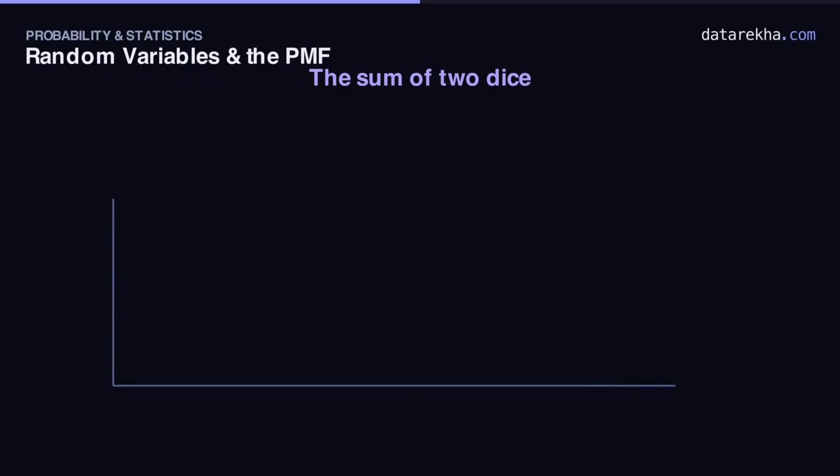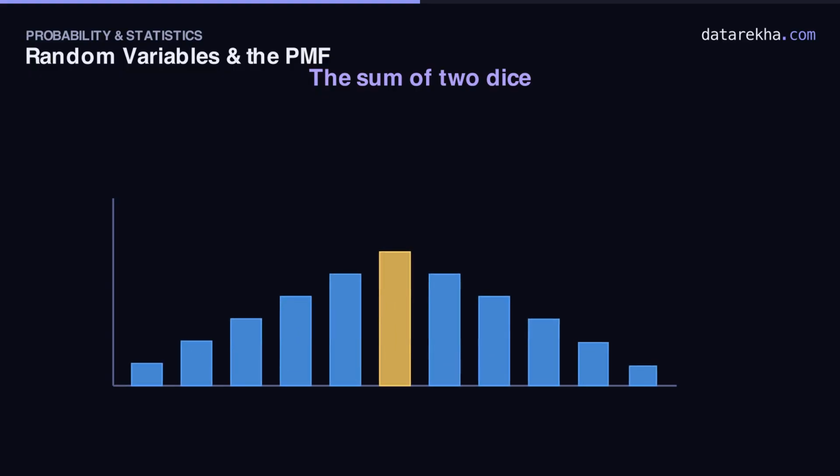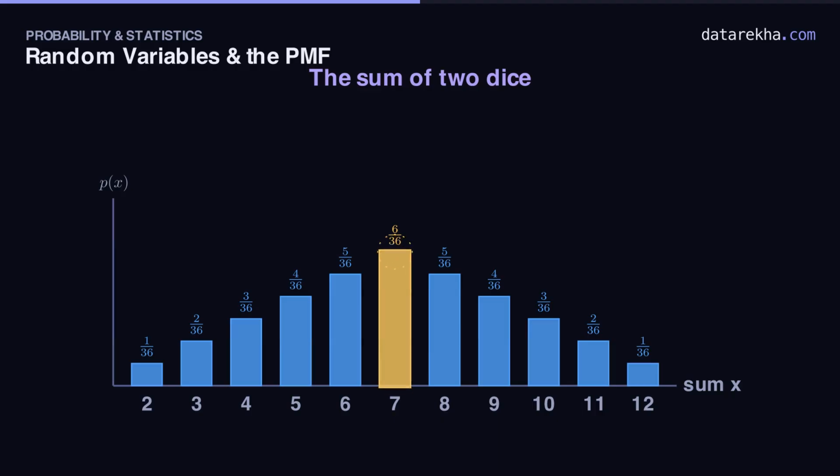And here is the picture. The probability mass function of the dice sum. 1 bar per value, each as tall as its probability. See how it climbs to a peak at 7, then falls away symmetrically. That triangular shape is the signature of adding 2 dice. The tallest bar sits at 7, with probability 6 over 36. That's 1 in 6. And if you added the heights of all 11 bars, they'd sum to exactly 1, just as our rule demands.